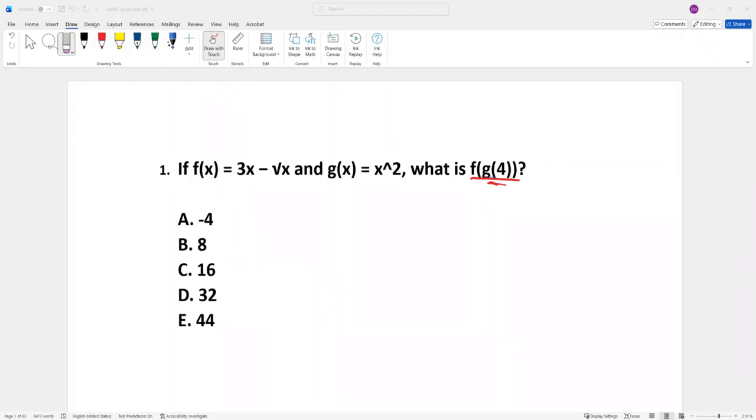Question 1. So here we have this question. Let me change the color. So f of x is equal to 3x minus square root of x. And then we have g of x, which is equal to x squared. And they are telling us to find this value here.